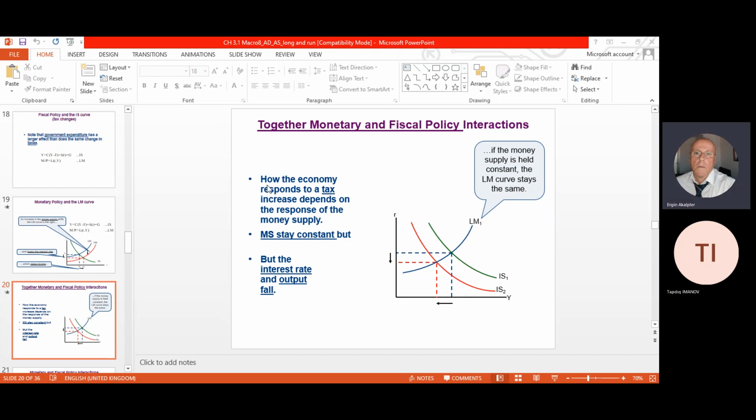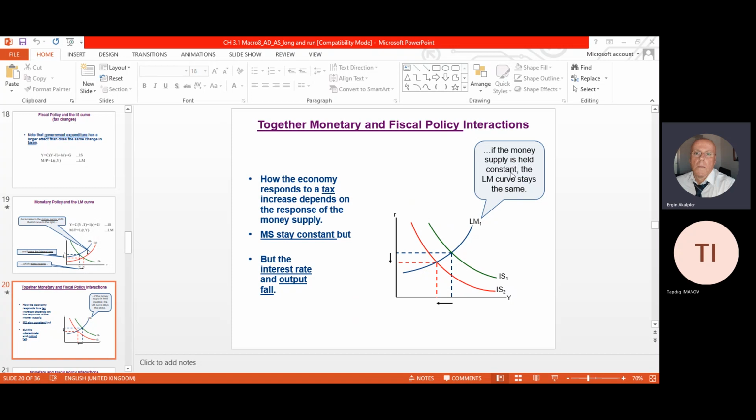as you see here, how the economy responds to a tax increase depends on the response of the money supply. As you see, how the economy responds to a tax increase depends on the response of the money supply, as it is indicated here. Money supply stays constant, but the interest rate and the output fall. Unfortunately, the money supply now is not changing, but the interest rate falls and the output is reduced, because it is moving the IS curve from IS1 to IS2.